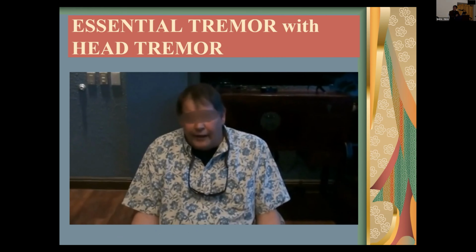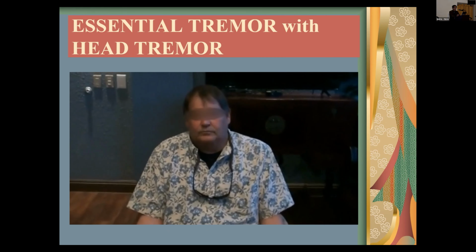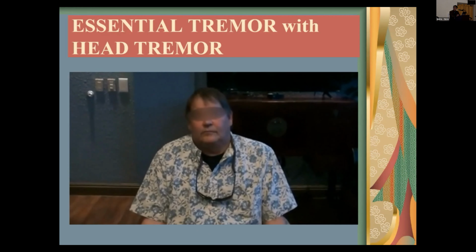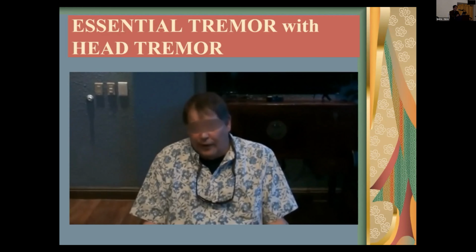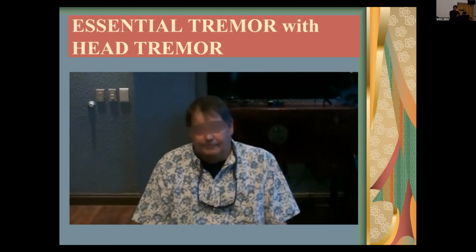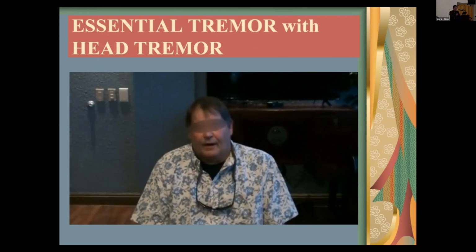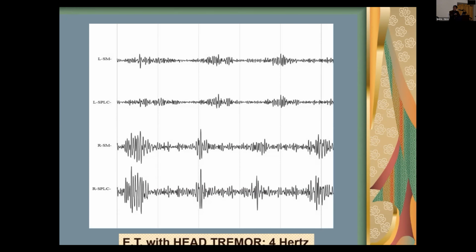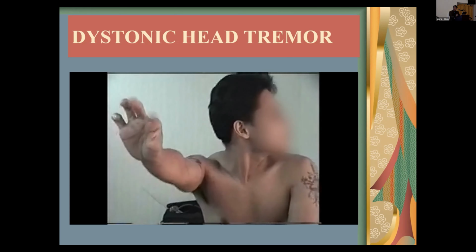So for instance, here's somebody with essential tremor with a head tremor. There's no twisting, there's no posturing. There's no turning of the head towards one side. So this is just head tremor from essential tremor. And if I do electrophysiology and I measure the tremor frequency, it's 4 hertz. So the head is kind of slow when it tremors. It cannot tremor very fast. So 4 to 6 hertz is the usual head tremor frequency that I see.